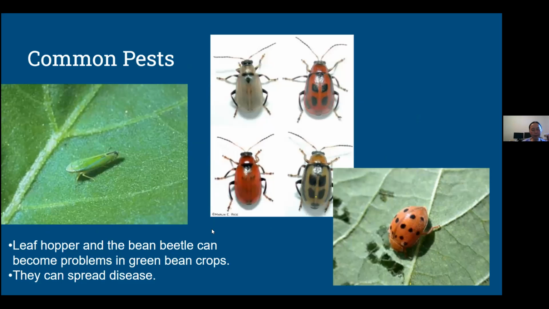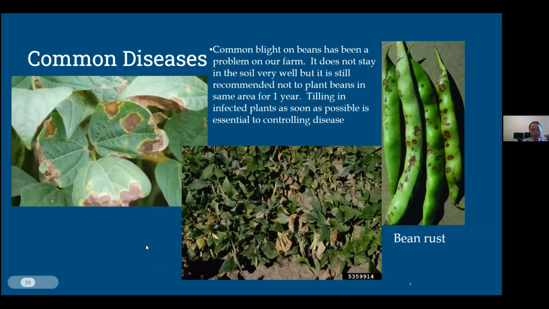Some of the common pests are the leaf hopper and the bean beetle. They can spread disease by hopping from one plant to the next, and they spread a certain bacteria. But we'll touch base more on that in a different class.